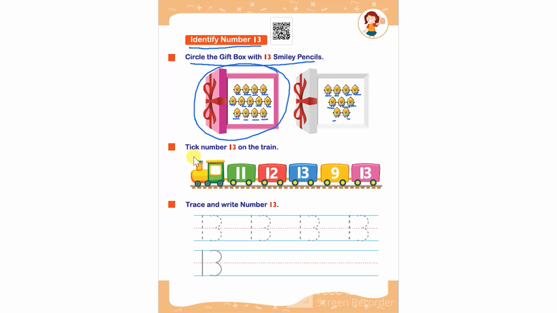After that, tick number 13 on the train. So over here they have to put a tick mark on number 13. Trace and write number 13. So here the child has to first trace the number 13 like this and complete doing tracing in the first row, and in the next row they have to complete writing the number 13 on their own.